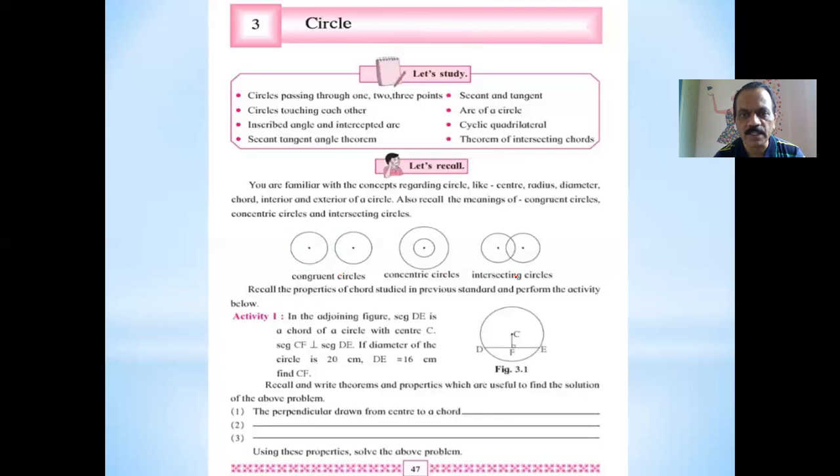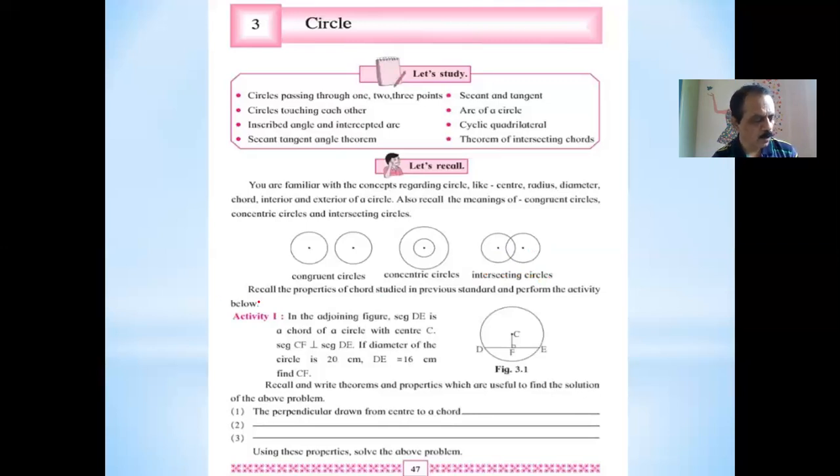Now the third point is the intersecting circle. What is the meaning of an intersecting circle? That means when circles intersect each other at two points. In this figure, this is one intersecting point and here is another intersecting point, and their centers are different. These two points are the intersecting points of the circles. Then these two circles are called intersecting circles.